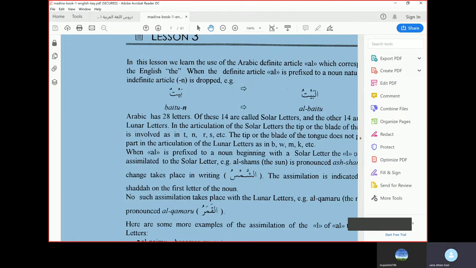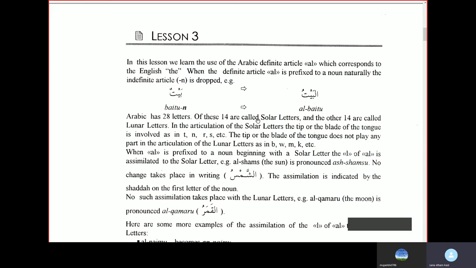Insha'Allah, today we will do the third lesson in the grammar book of Durus al-Lughah al-Arabiyyah, Part 1. In this lesson we will learn the use of the Arabic definite article al, which corresponds to the English "the". When the definite article al is prefixed to a noun, naturally, the indefinite article is dropped.